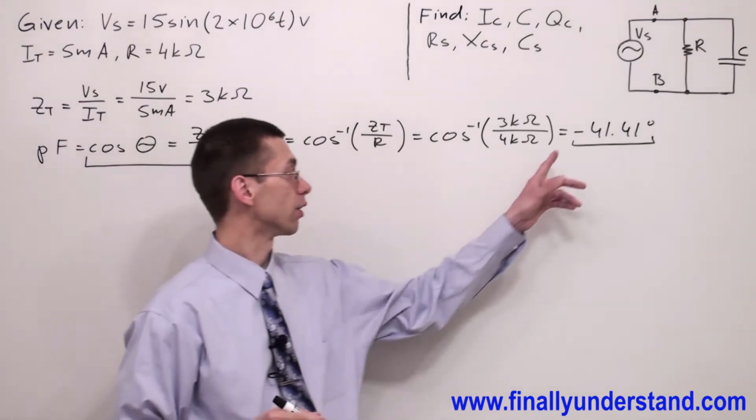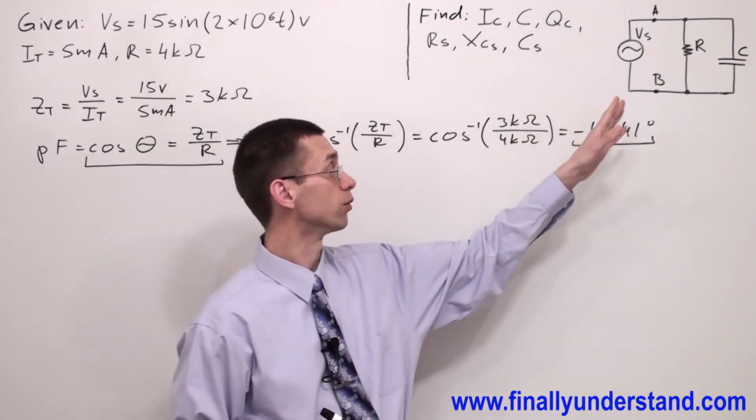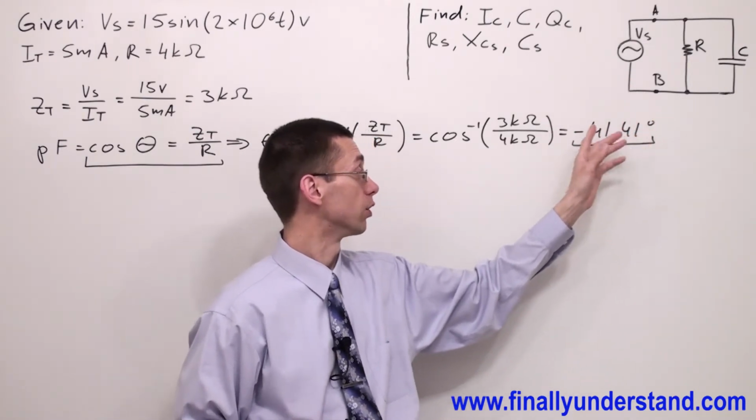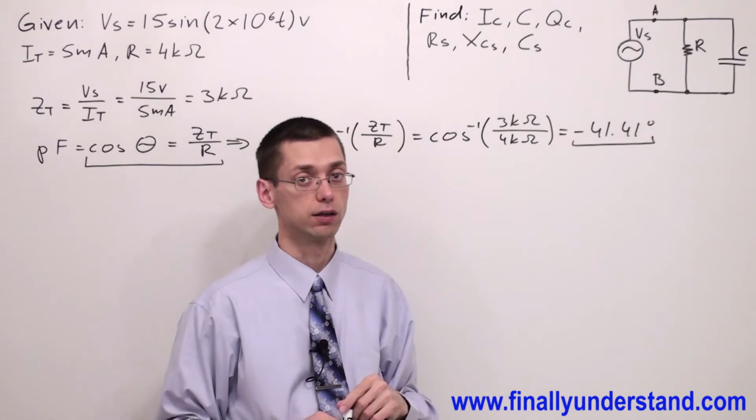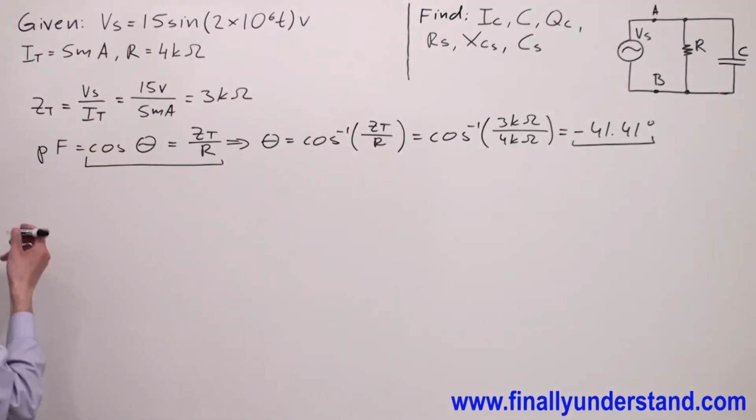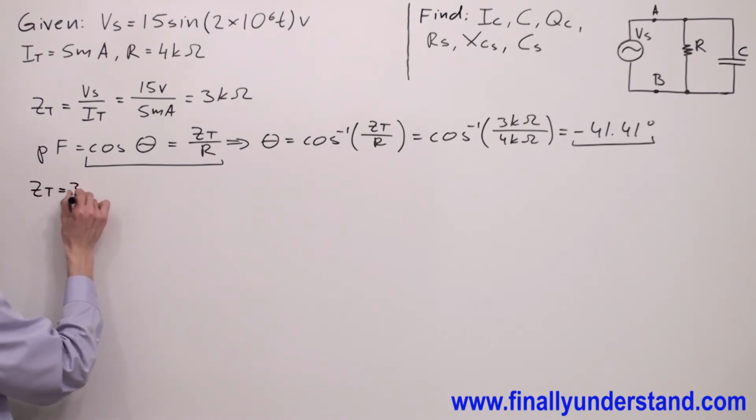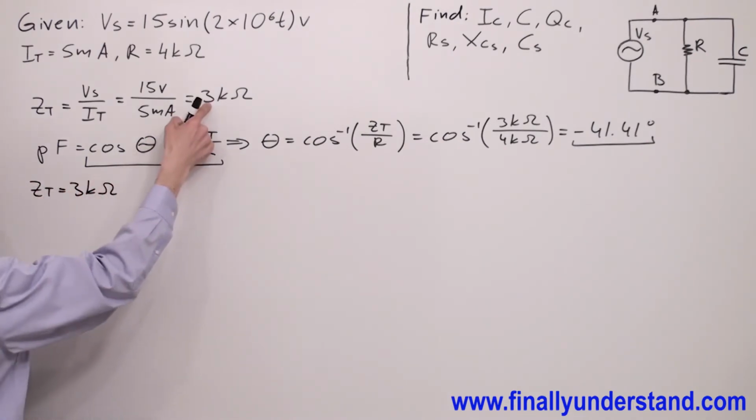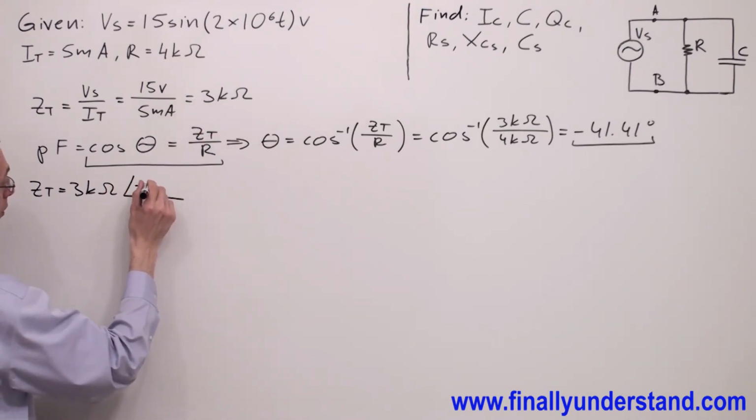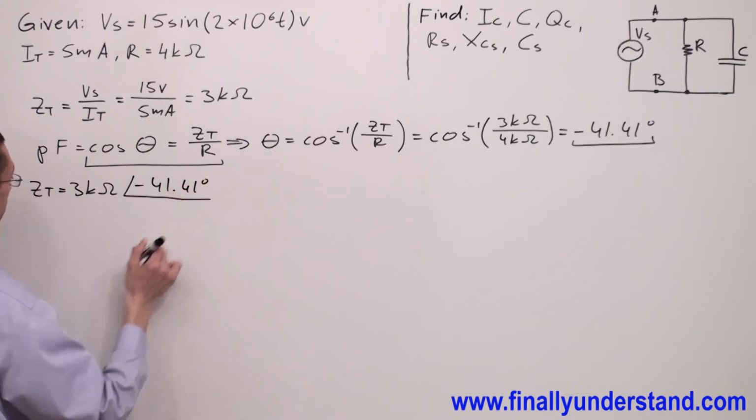Someone is going to ask why I add negative sign, because I'm dealing with the RC circuit. In RC circuit, we are going to have always negative angle next to Z total. So my Z total is equal 3 kiloohms and angle of negative 41.41 degrees. Okay.